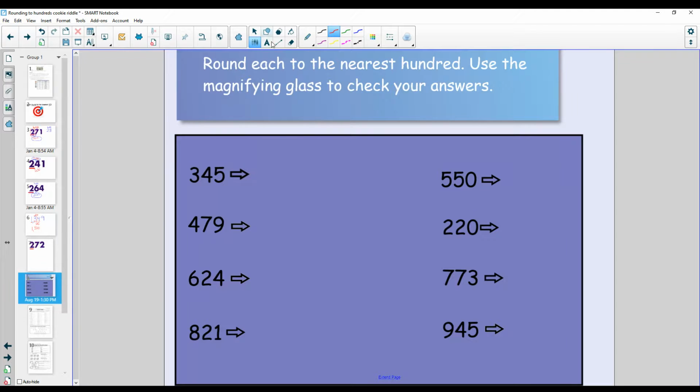Okay, so let's just do this activity. 345. We're going to round that number to the nearest 100. Is it going to stay 300 or go to 400? You're right. This number, rounded, is going to stay at 300. The magnifying glass isn't showing up for me. 479. 5 or greater. See you later. It's going to go to 500.